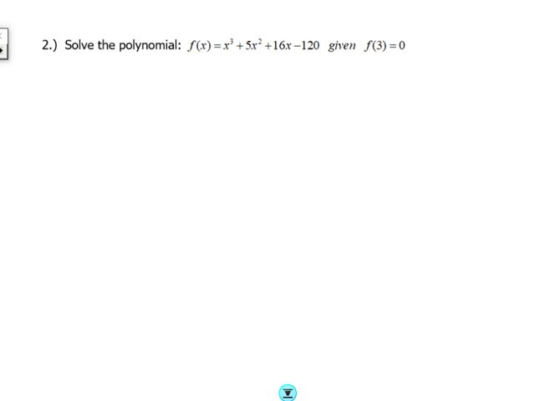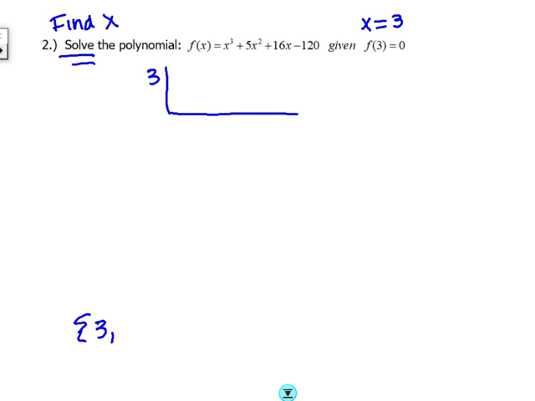All right, let's look at another example. Solve the polynomial. We're solving, that means we're going to find x, find the zeros, find the roots. We know we have 3 total, and we're starting you off with the first one. You've got to find the other 2. So that means here that x is equal to 3. So get yourself set up with synthetic.